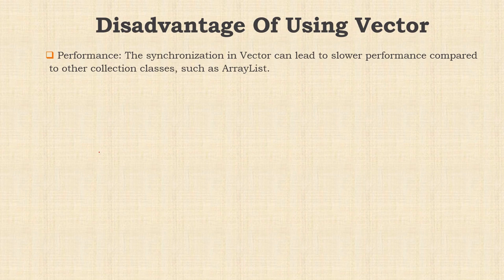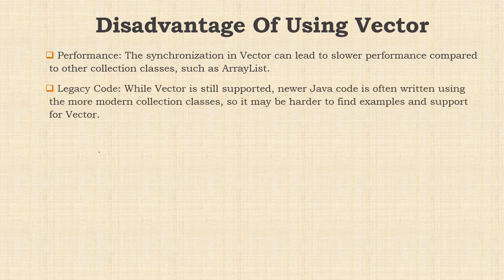Performance wise, the synchronization in Vector can lead to slower performance compared to other collections such as ArrayList. So it is slower than ArrayList. Performance wise, it will be very slow because it is synchronized. Legacy wise, this is legacy, so nowadays no one is using it.